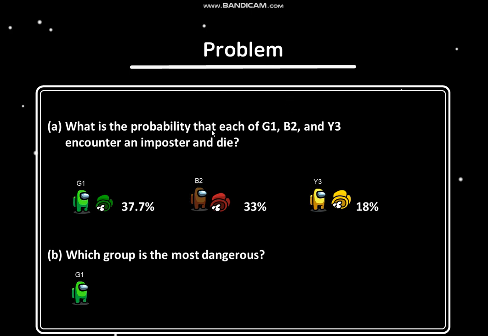Okay, so problem A: what is the probability that each of G1, B2, and Y3 encounters an imposter and dies? We solved the problem. G1 is 37.7% die, B2 is 33% die, and Y3 is 18% die. And which group is the most dangerous? So let's see. G1 is the most dangerous.